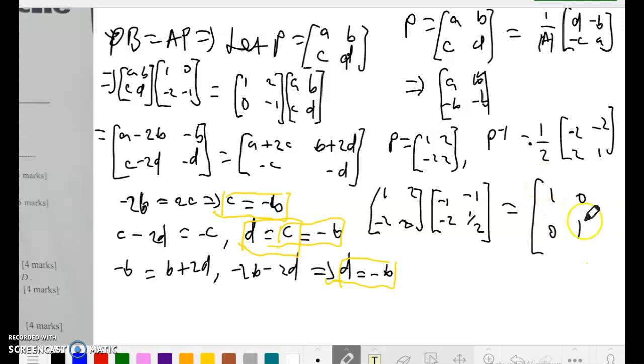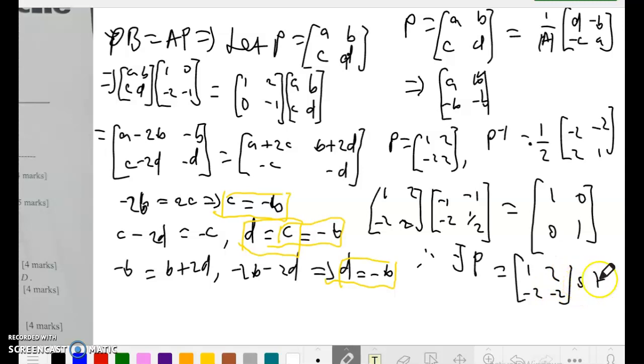You can confirm with the previous video so that you know how to do matrix multiplications. So what we have shown is that there exists a matrix P, which we verified using matrix B, which was 1, 2, and then negative 2, negative 2, such that matrix B is equal to P inverse of AP. And that is the idea of matrix similarity.